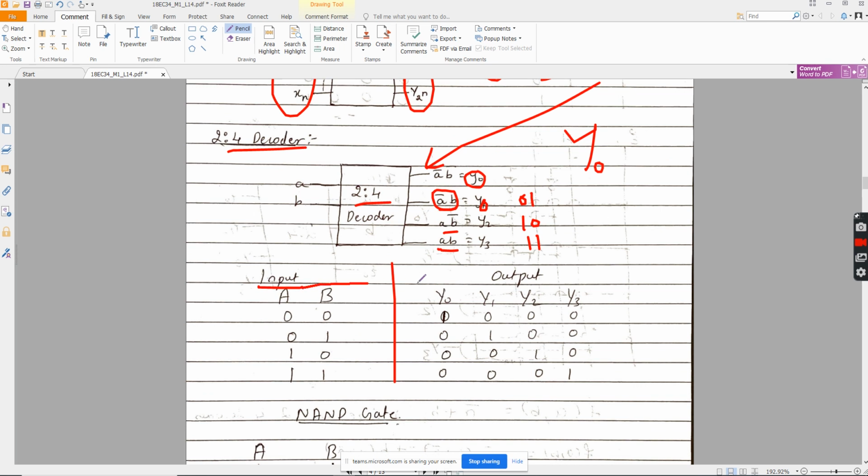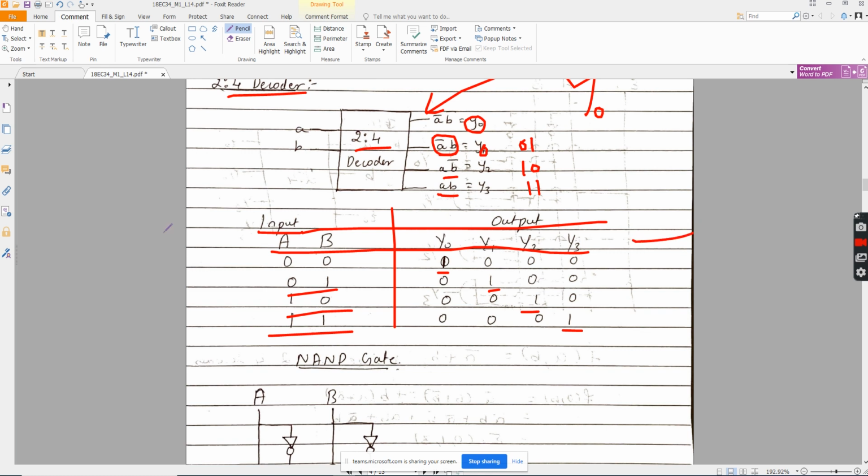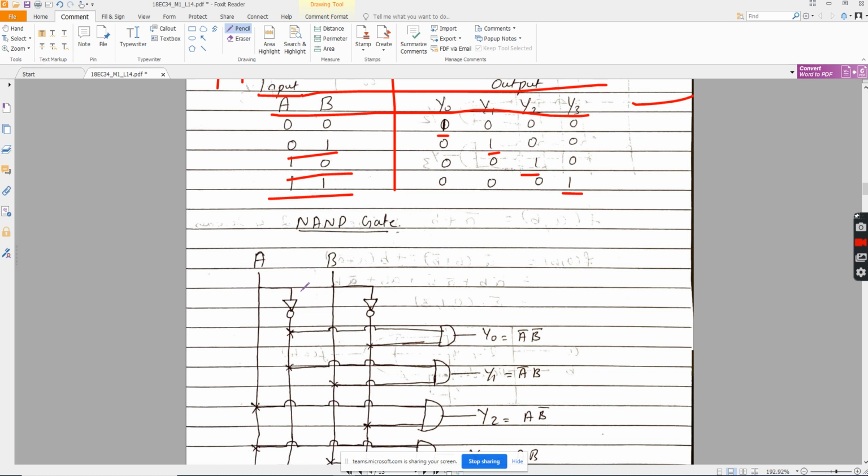There will be 2 inputs and 4 outputs, and the 2 inputs here are A, B, and the outputs Y0, Y1, Y2, Y3. So for 0, 0, Y0 will be selected, for 0, 1, Y1 will be selected, for 1, 0, Y2 will be selected, for 1, 1, Y3 will be selected. So this will be my truth table. Sorry, I have not written it here. This is my truth table. Next, I have realized the same using basic gates. This is not using NAND gates. This is using basic gates.